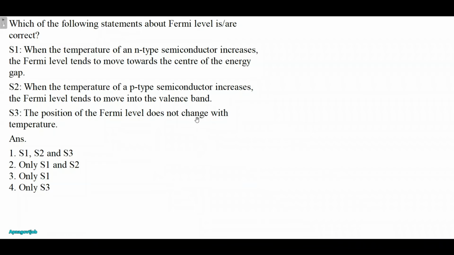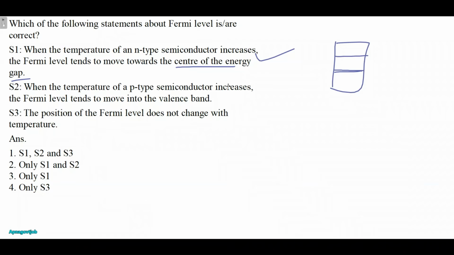First, pause the video and try to answer based on our discussion, and then play to get the answers. Okay. First statement: when the temperature of an n-type semiconductor increases, the Fermi level tends to move towards the center of the energy gap, which is the band gap. So yes, this statement is correct, as we already studied that the Fermi level was on top, but whenever temperature increases, it comes to the middle.